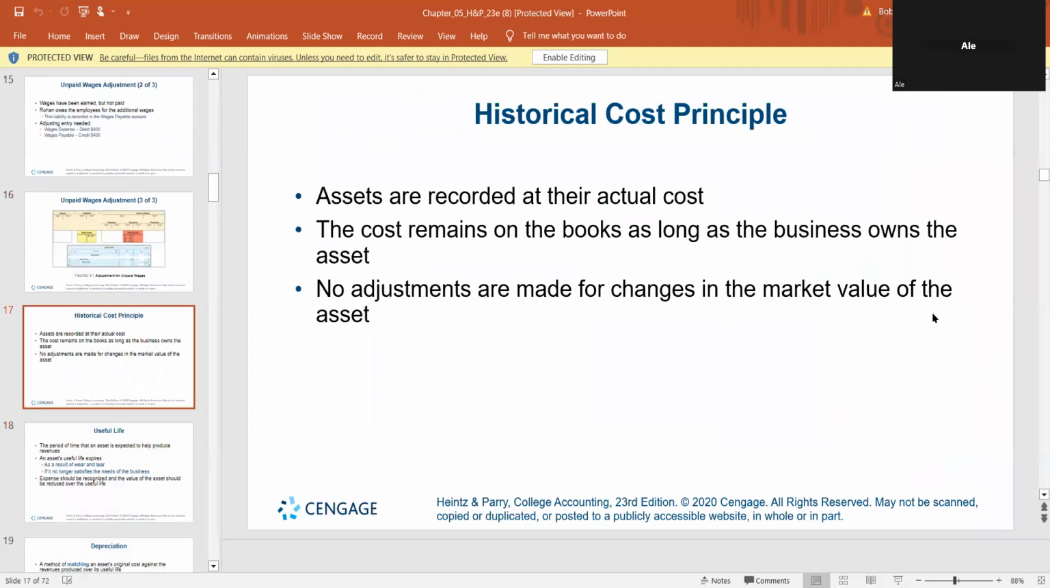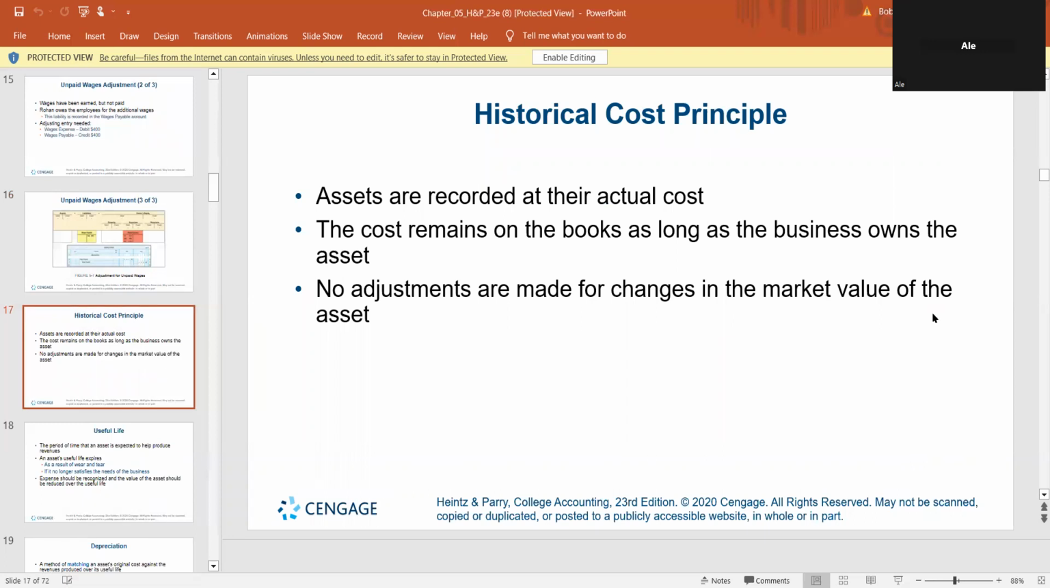Okay, let's talk about this. The historical cost principle. Everything on the balance sheet, every asset is recorded at the actual cost. And that cost remains on the general ledger as long as the business owns the asset. No adjustments are made for changes in the market value of the asset.